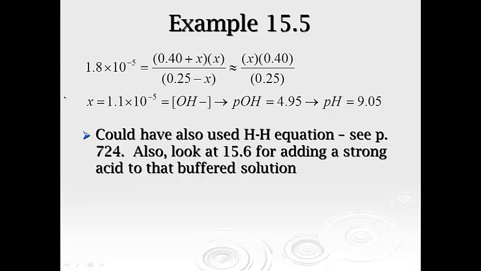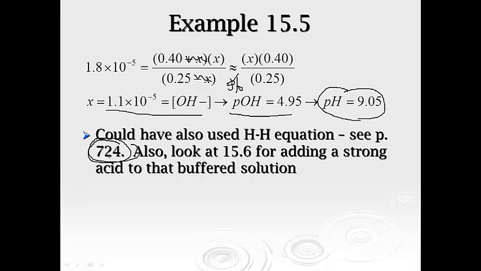So here's the plain old Kb version, where our 5% rule would check out, and if you find pOH, then you can subtract it from 14 and get the pH of 9.05, because this was our hydroxide concentration. You also could use Henderson-Hasselbalch and plug it in that way, using the Ka and Kb, but if you look on page 724, it's going to show you how to work that out just a little bit differently. So again, it doesn't matter which one you use.